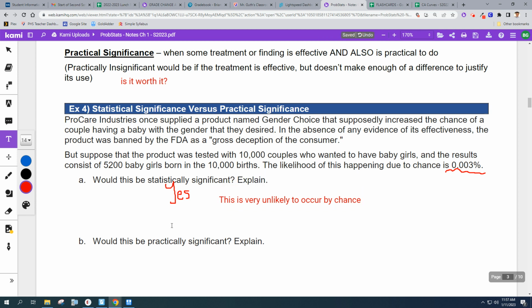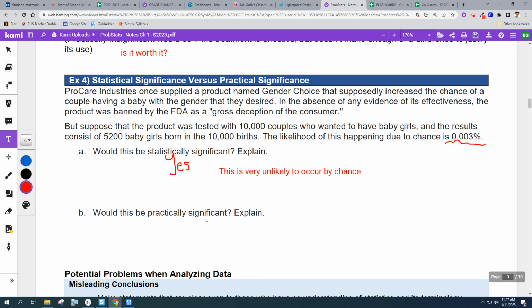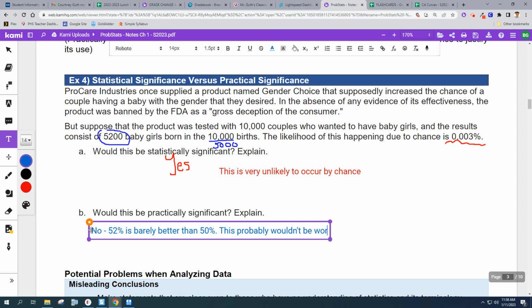Would it be practically significant? And I think that's a hard question because you really have to nail down the two definitions and understand the difference. So practically significant is talking about, is it worth it? And when you look at this, you're seeing 5,200 baby girls born out of 10,000 births, when you would expect there to be 50%, or 5,000 girls. So think about it, 10,000 births and 52% of them are girls when we expected 50%. Don't worry about this number over here. This is not going to be practically significant. 52% is barely better than 50, which is what we would expect. This probably wouldn't be worth the time and money.